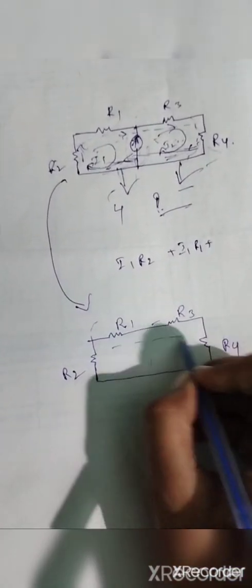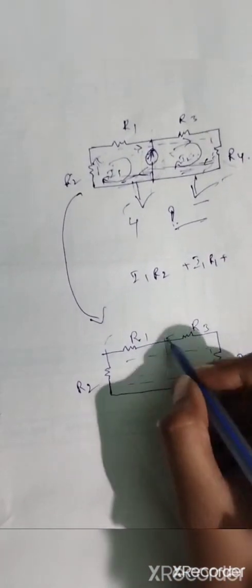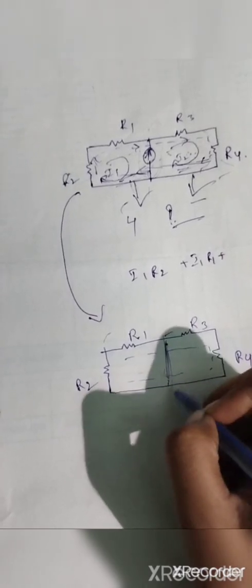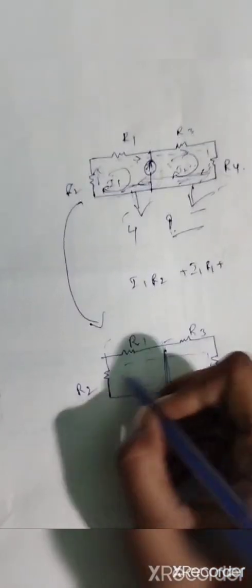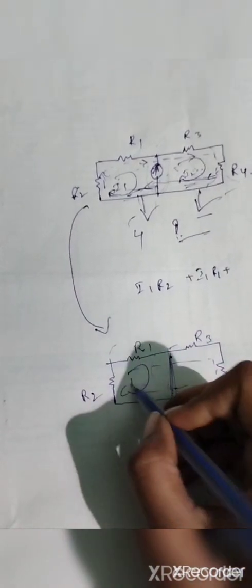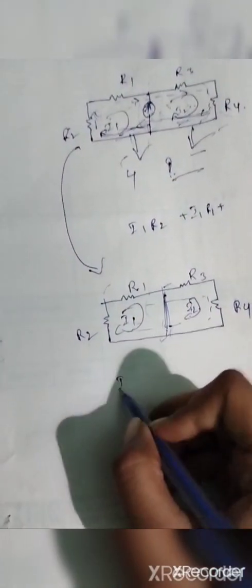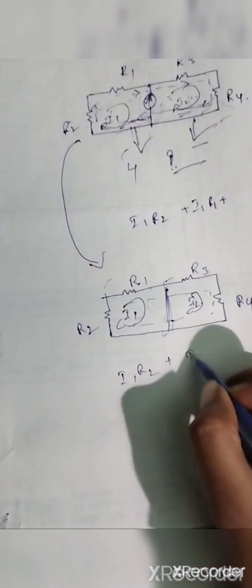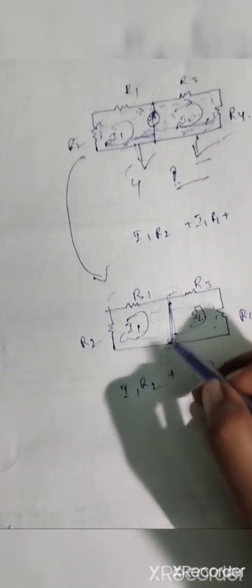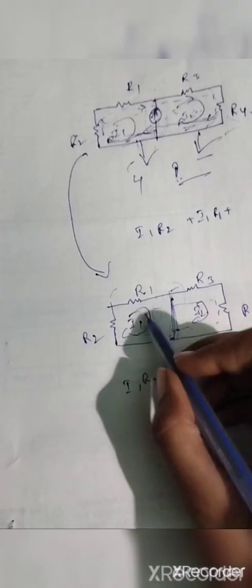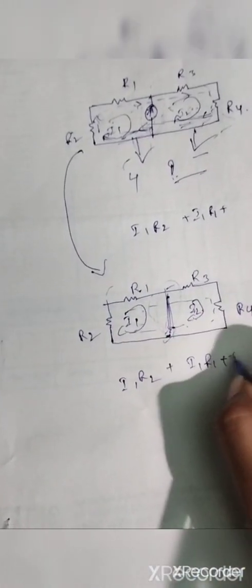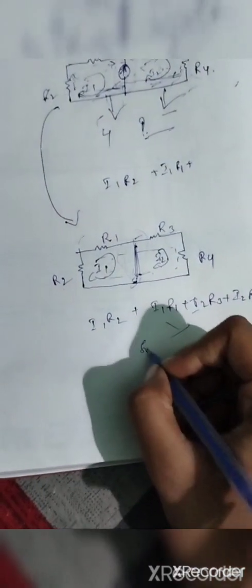So we can write KVL for this. But here there is a common current source, and I am removing it. Before removing the current source, we have I1 in this loop and I2 in this loop. So we can write I1 R2 plus I1 R1, and here we assume there is no current source. Next, going in this path, I2 R3 plus I2 R4 equals 0. This is the KVL equation, that is the super mesh equation.